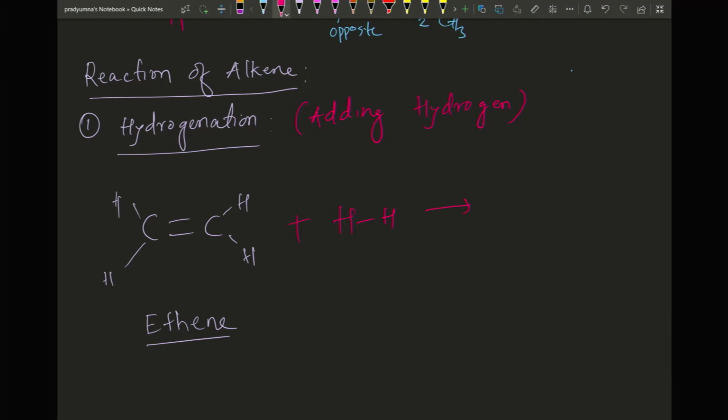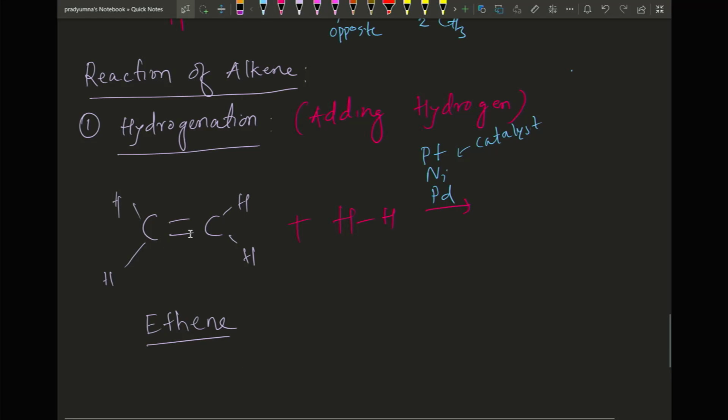When you do this reaction, you have to do it in the presence of a catalyst. Usually the catalysts are one of these metals. It could be platinum, it could be nickel, sometimes it could be palladium. So one of these metals is there, platinum, nickel, or palladium, and you pass the hydrogen gas over it. So these are catalysts. So what is the product going to be?